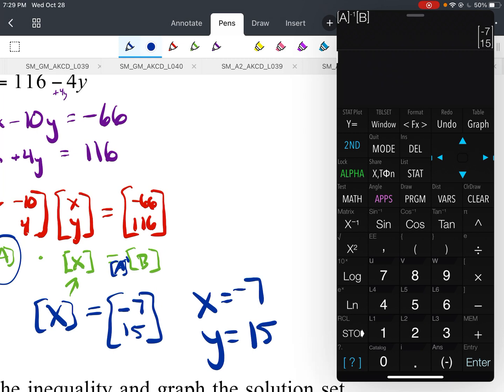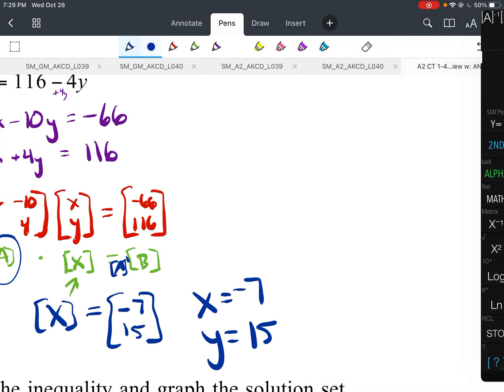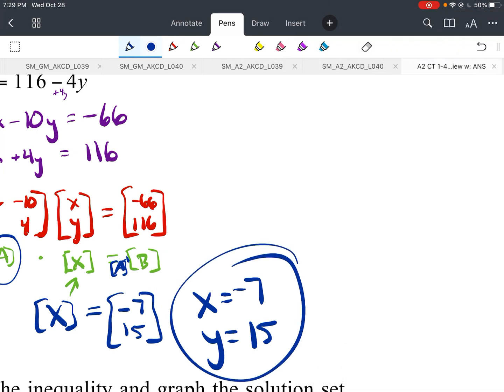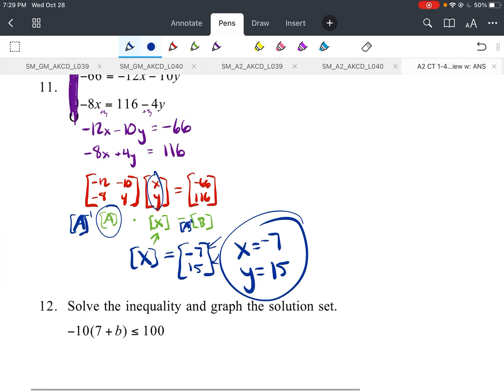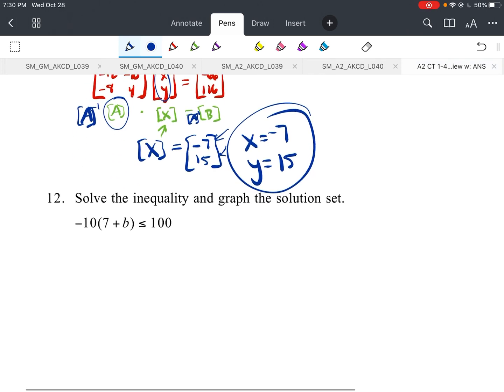Or you could write it as an ordered pair, -7, 15. So it gives me the answers right there, x and y, because they're in these places here. So kind of fun. If you choose to do elimination, it wouldn't be bad, especially on two equations, stuff like that. Totally fine. But I like to practice these because it's good for a 3x3 as well.